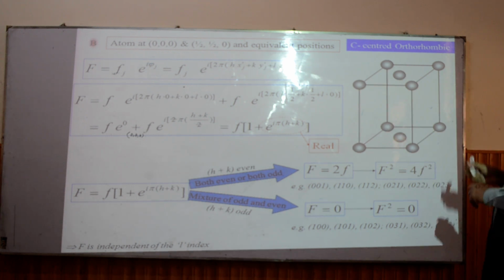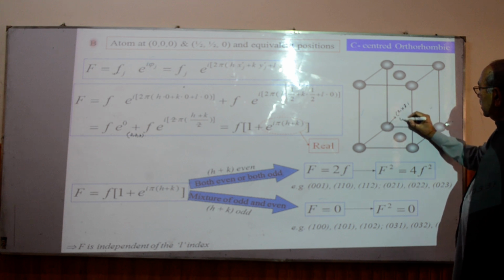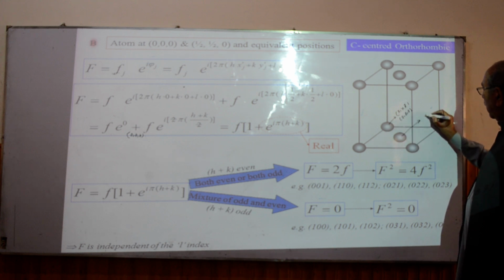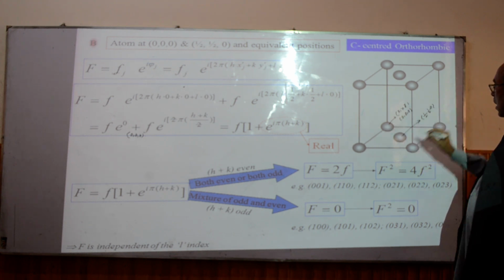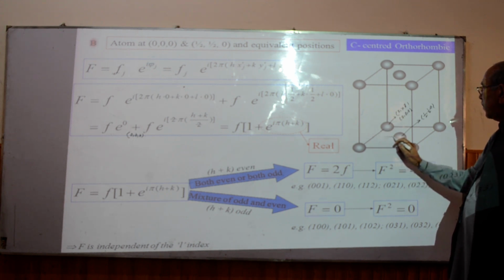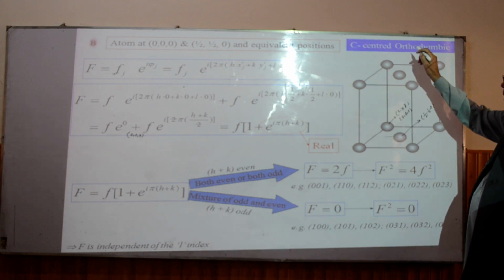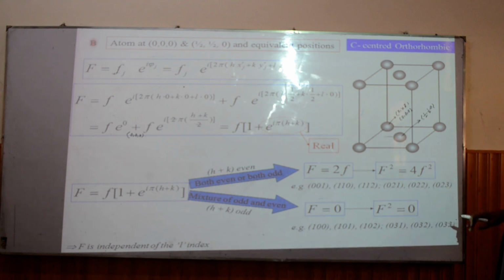I can take only these two atoms. This one has a coordinate of x, y, z as 0, 0, and 0. Where this one has a coordinate of x, y, z as 1 by 2, 1 by 2, and 0. You can see here, I can go to this atom by taking half step along x-axis, half step along y-axis and no step along z-axis. I will neglect other atoms because this unit cell just contains 2 atoms.